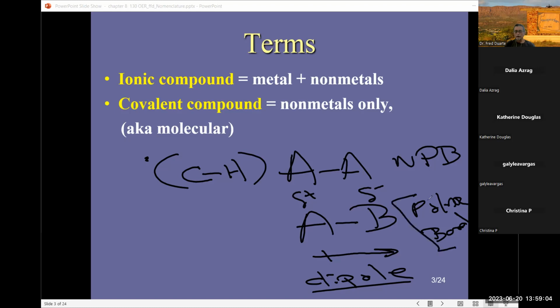Polar bond. Okay. As compared to the AA scenario where we end up with a non-polar bond. That itself gives you different properties in the molecule as far as solubility and some other things that we're going to learn about. So we have to be able to identify whether we've got a polar bond and a non-polar bond. And we're going to use that property quite a bit. Okay, so those are covalent compounds.